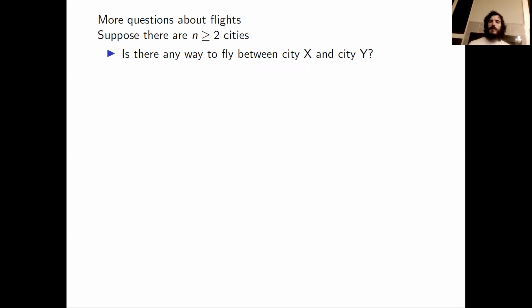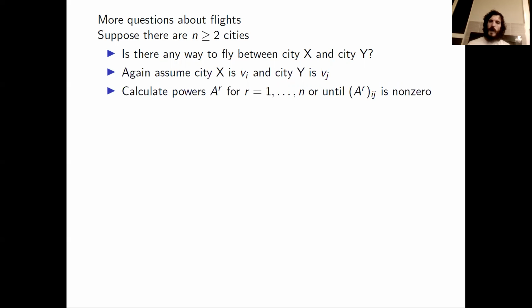So this first question, is there any way to fly between city X and city Y? All we have to do to answer this question is we'll just look at powers of the adjacency matrix, starting with the adjacency matrix itself, and then squaring it and cubing it, and so on and so forth. We'll assume that city X is the vertex VI, and city Y is the vertex VJ. And we'll calculate these powers of the adjacency matrix, A to the R, for R equals 1, 2, up to n. And we'll only halt if we find some R such that the ij entry of A to the R is non-zero.